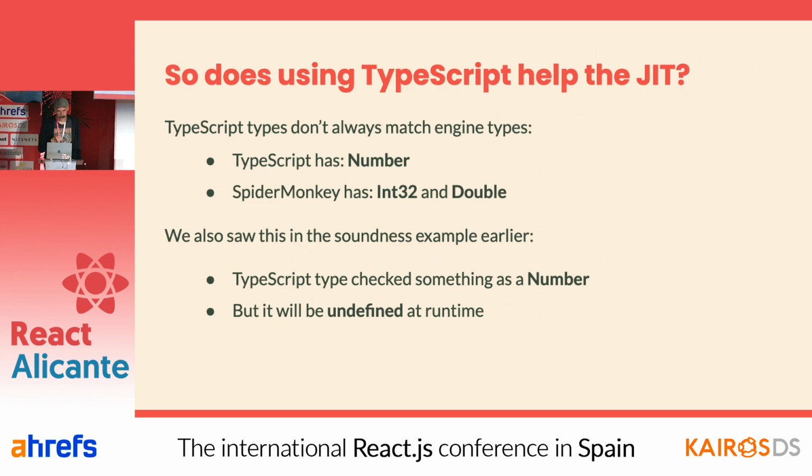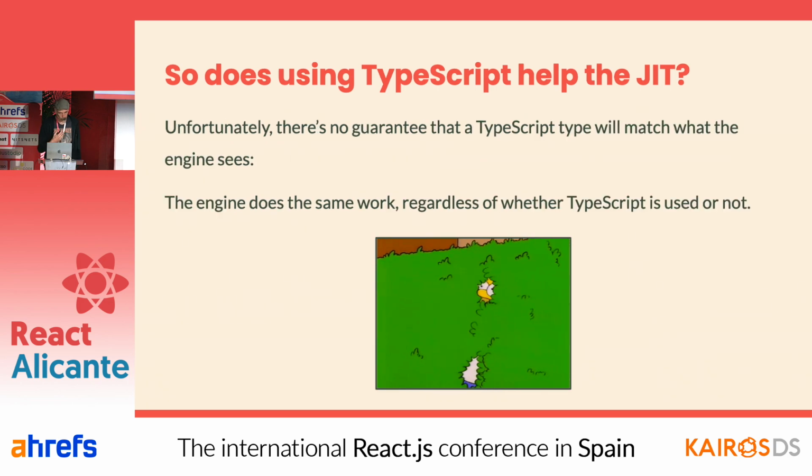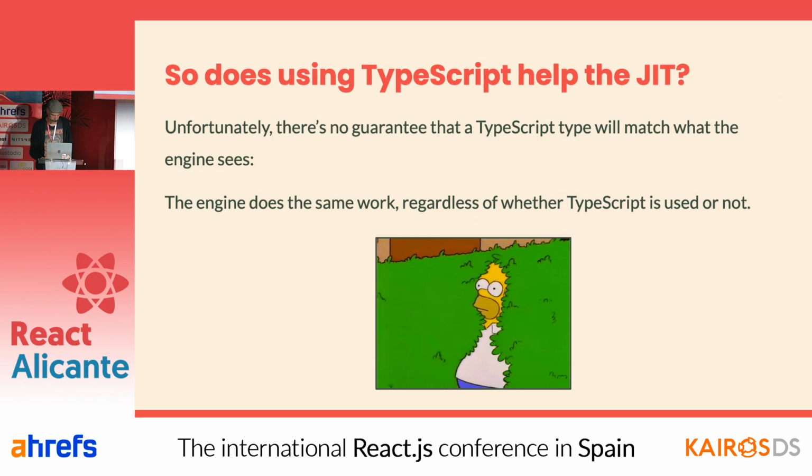But we also saw this in the soundness example earlier. TypeScript type checks something as a number, but we know it will actually end up being undefined at runtime. So what this means is, unfortunately, there's no guarantee that a TypeScript type will match what the engine sees. And that means the engine has to be prepared to do the exact same amount of work, regardless of whether or not TypeScript is being used.